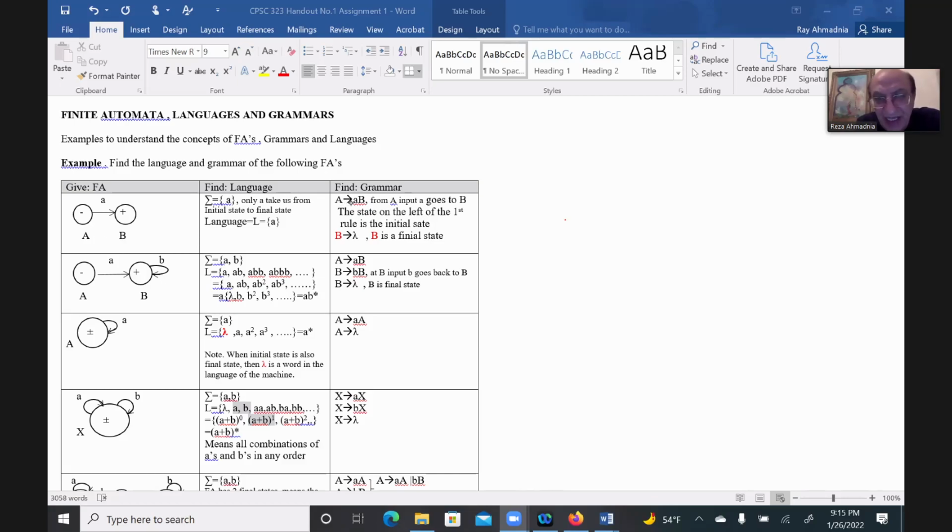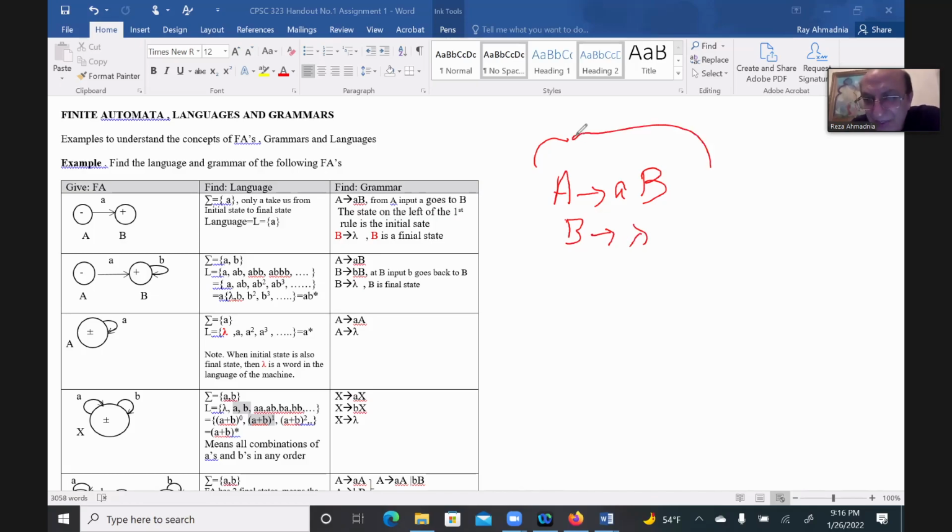What is the grammar of this machine here? From state A, if I drop A, I end up at state B. And then B is final, so B is in the form of lambda. Therefore, the grammar of this machine is: A is in the form of drop A to enter B, and B is the final state, so B is in the form of lambda.